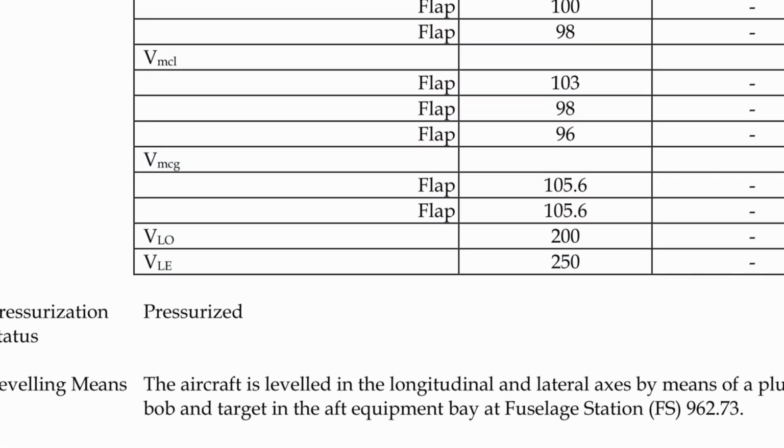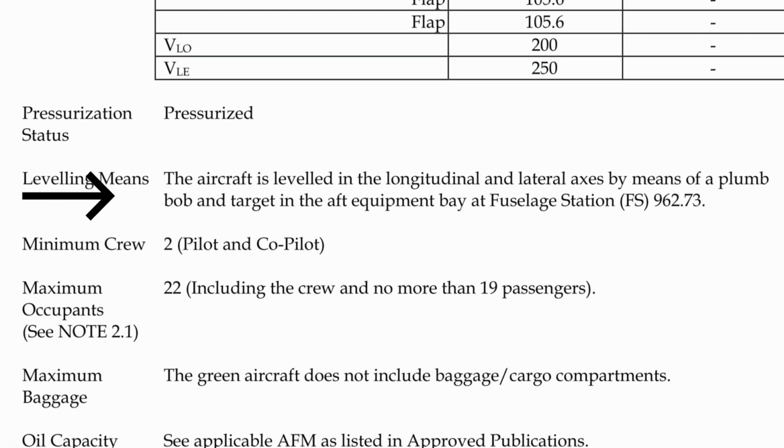So similar to the datum point, the reference point that you're making, all your reference for your drawings, it's similarly the same kind of thing. It's talking about how the aircraft is leveled longitudinally and laterally by means of a plumb bob and target in the aft equipment fuselage station. So it's saying if you're looking at that reference point, that's where it is. And that's how the aircraft is leveled.